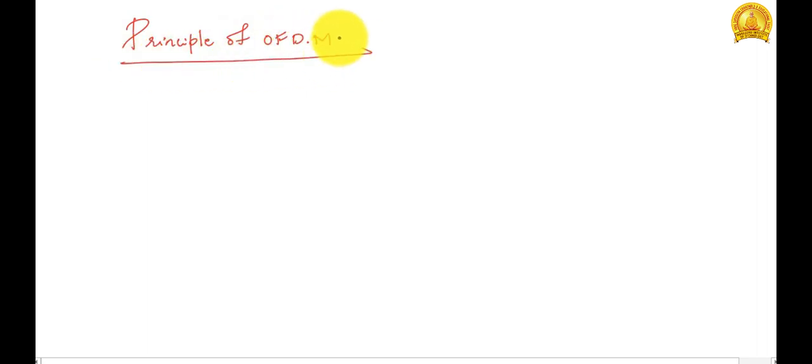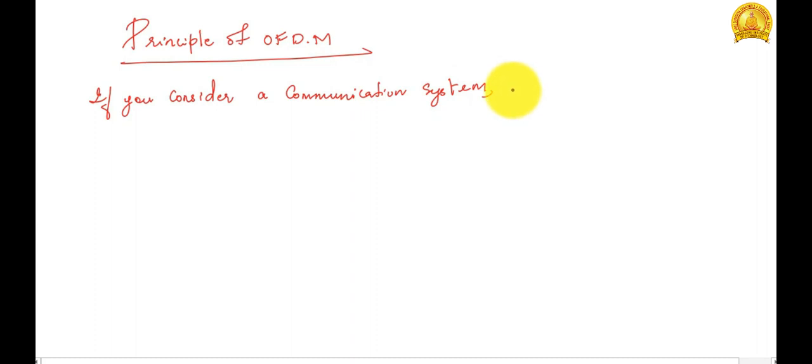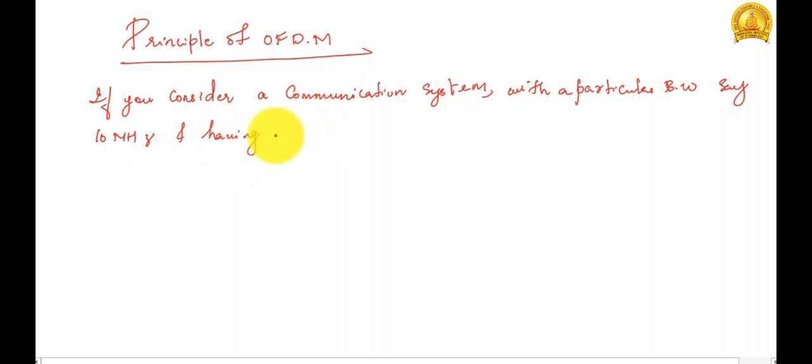Principle of OFDM. Now, for learning the principle, just consider a conventional communication system, a normal communication system. Okay, this is what we consider normally, which has a particular bandwidth, say 10 megahertz. Okay, let's take it as 10 megahertz, and let this communication system have a single carrier. This is what normally happens, a single carrier that is placed at a single carrier frequency.